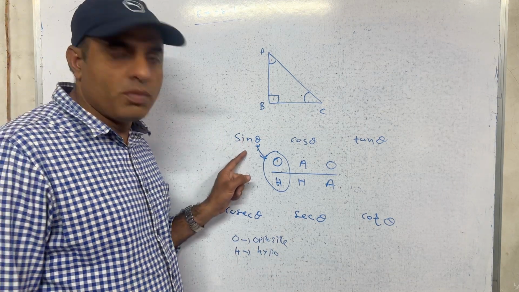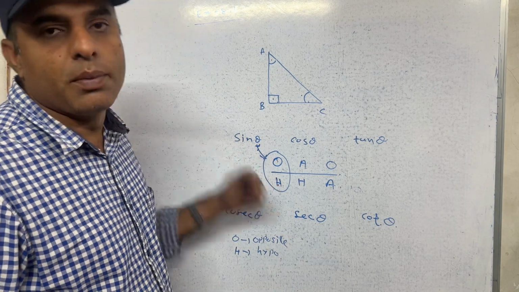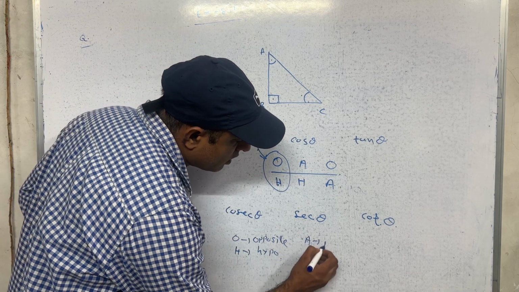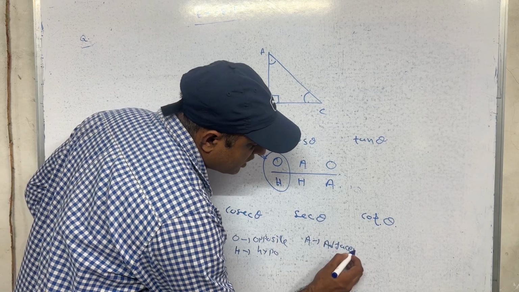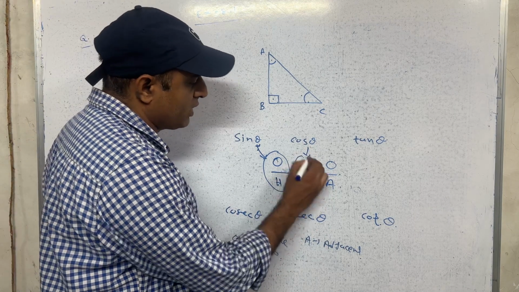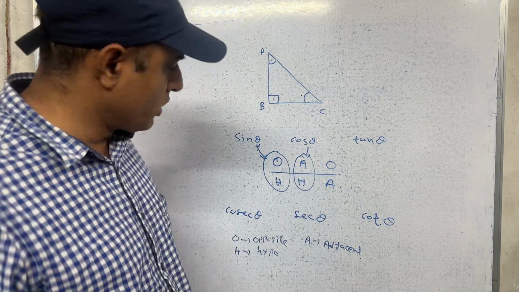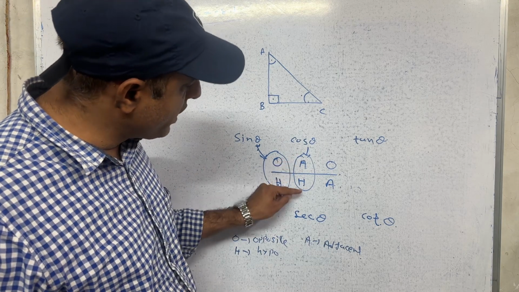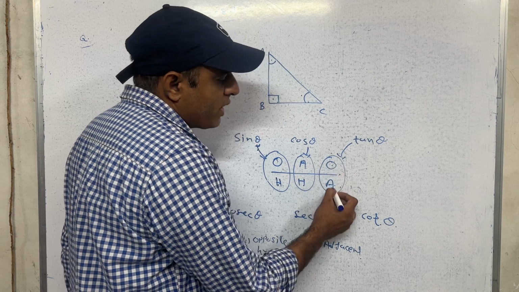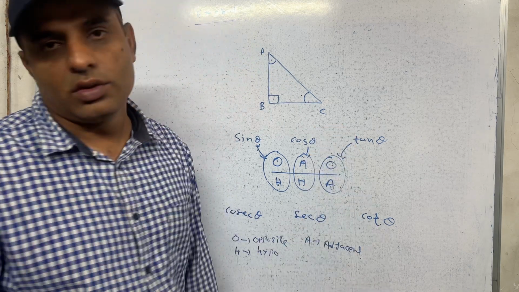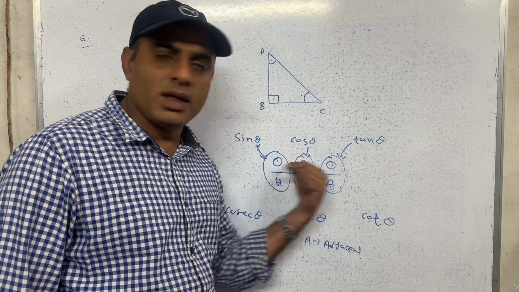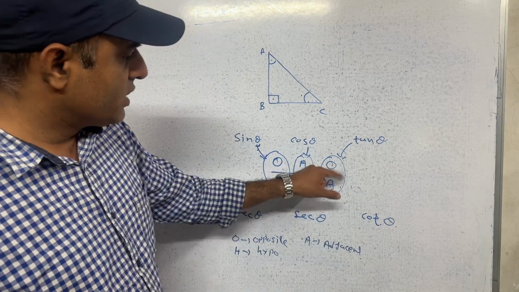So what is the formula of sine theta? Opposite by hypotenuse. What is A? A means adjacent. So cos theta is adjacent by hypotenuse, A by H. And tan theta is O by A, that is opposite by adjacent. So you can remember these 3 formulas by remembering this: O by H, A by H and O by A.